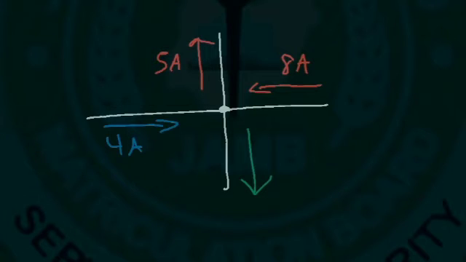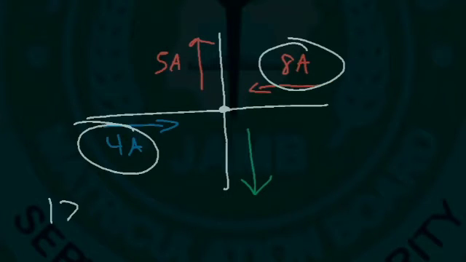Now let's say you have a current of 8 amps going in that direction and 5 amps going this way, and let's say 4 amps is flowing in this direction. What is the missing current? How would you figure it out? So how much current is going towards the point? The 4 amps and the 8 amp current are going towards the point. So we have a total of 12 amps going towards that point.